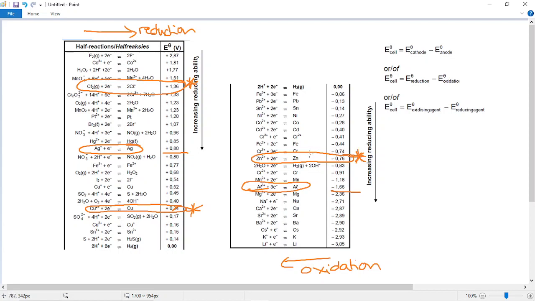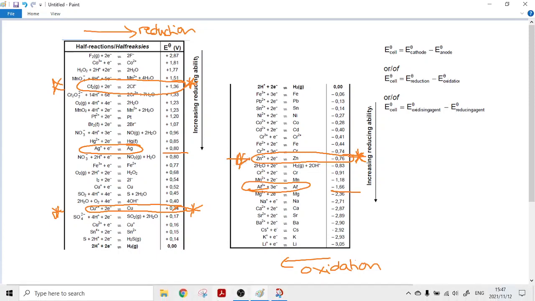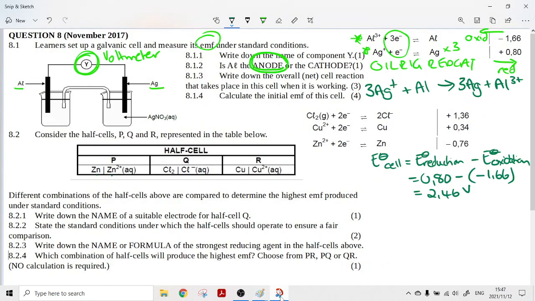And it's good to look at them in their relationship in the table, because we know a spontaneous reaction is most likely to occur between two things that are separated widely in the table. The further you are separated in the table, the more likely it is for a spontaneous reaction to occur. So let's go back here and have a look in the question.